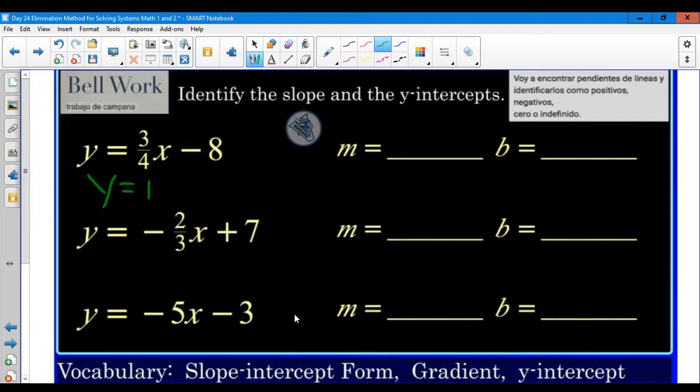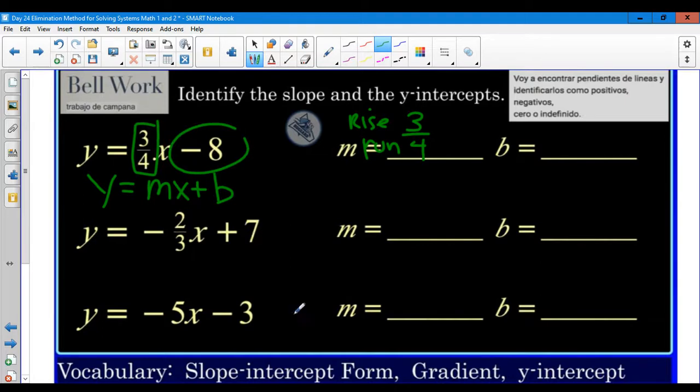So if our y equals mx plus b, we should all have memorized at this point. So our m is the number in front of the x. The slope of the line is 3 over 4. Our rise is 3. Our run is 4, as we say. And the intercept is simply the number after the x when we have it all in the right order. So -8 is our intercept there.